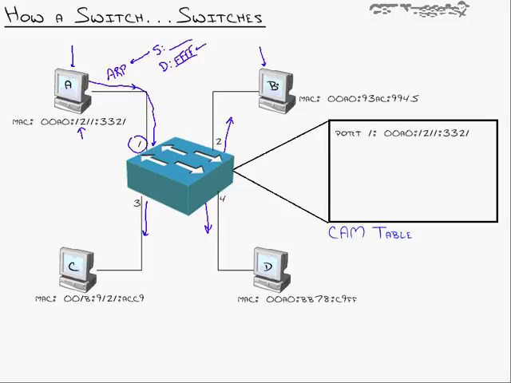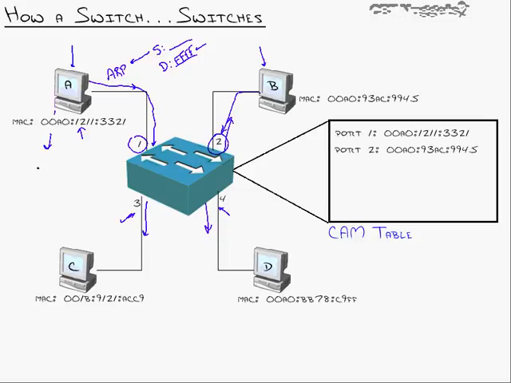Now, PCB gets that broadcast and says, oh, they're looking for me. So it responds back and says, hey, PCA, here is my MAC address. Suddenly, the switch became one MAC address smarter because it knows now where PCB is located. It remembers port 2. Now, it still doesn't know who PCC or PCD are because it hasn't learned their MAC address yet.